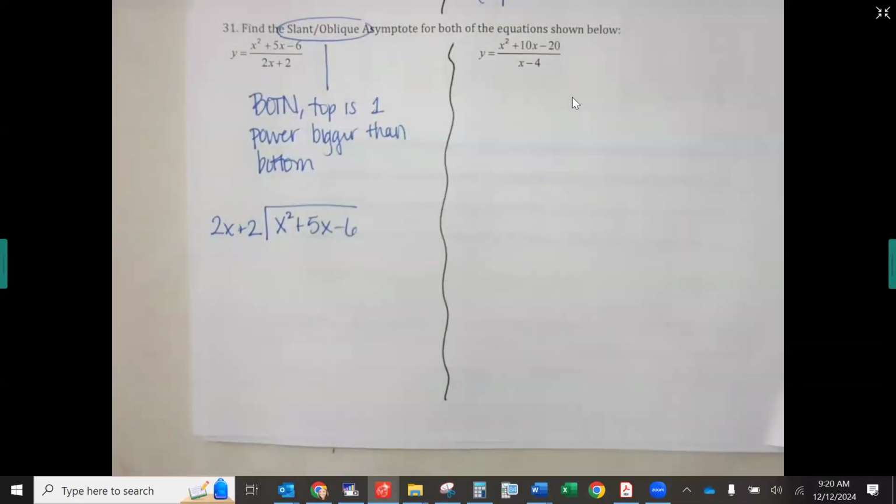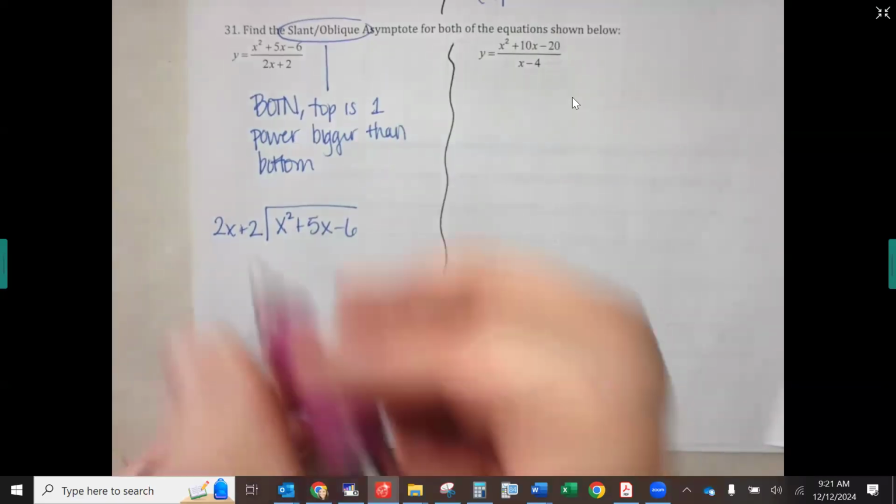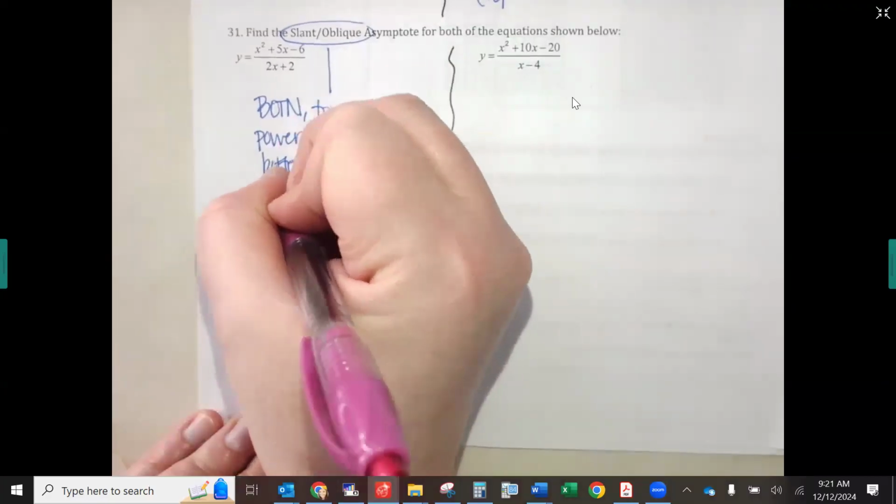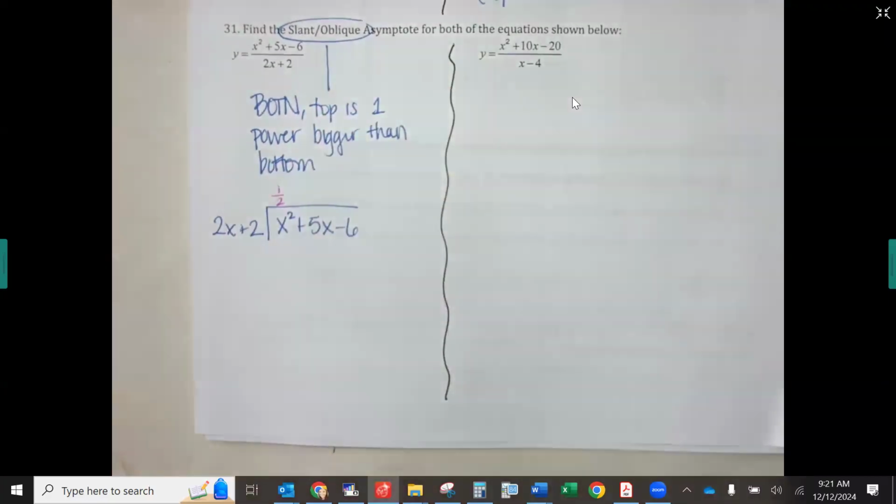Okay, this one's a little bit tricky, but we have done a question like this before. I need my 2x to turn into an x squared. What would I have to multiply for my 2x to turn into a 1x squared? I'm going to put a half, but 0.5 is the same. So 2 times a half is going to make this a 1.